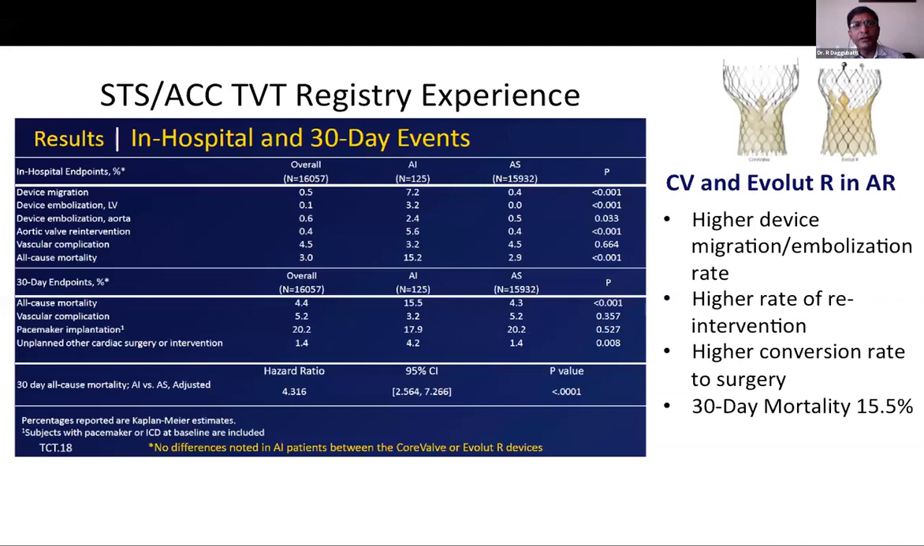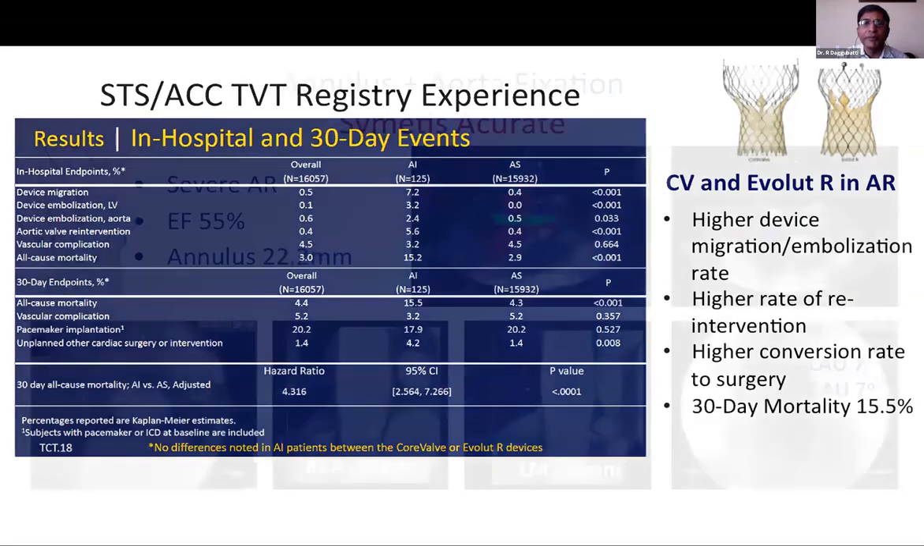In early ACC and STS TVT registry experience, Evolut R showed a higher chance of device migration in aortic insufficiency as compared to aortic stenosis, higher chances of embolization either into the LV or into the aorta, and repeat second valve intervention is much higher. And obviously all-cause mortality was 15% in aortic insufficiency as compared to 3% in aortic stenosis. So that, I think, by itself, says that it is really not an acceptable type of device that can be used in these types of patients.